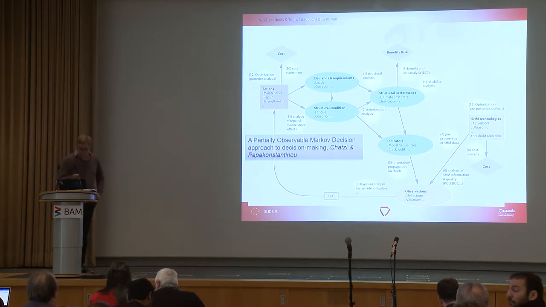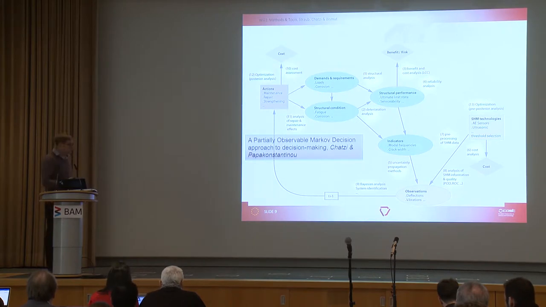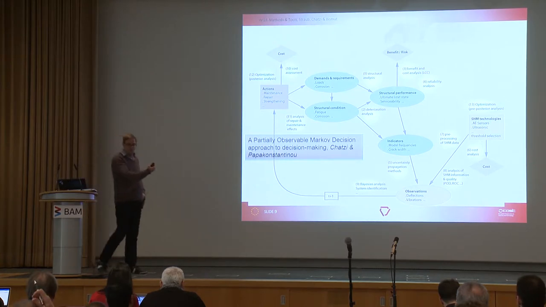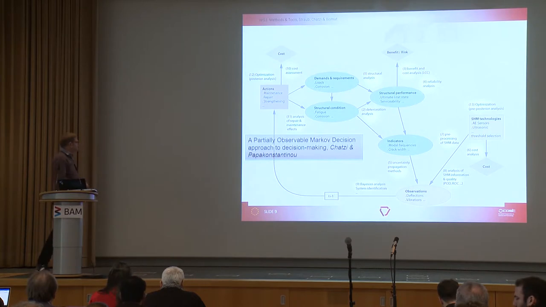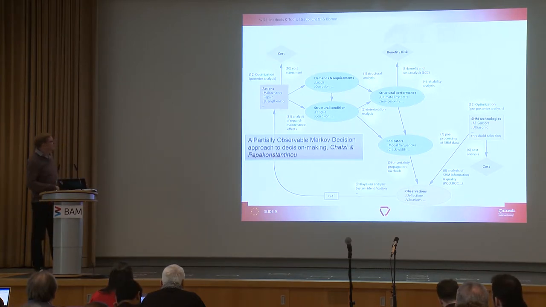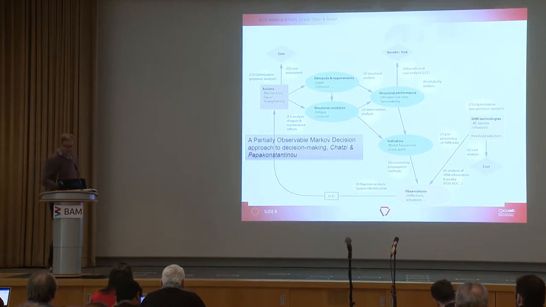There's also a fact sheet here that relates directly to the method for optimizing the decisions. This is a POMDP method, which is one approach to solving the sequential decision-making problem. And I guess Kostas Papakonstantinou is probably the best expert in this area in our field. He, together with Eleni, wrote a fact sheet on that.